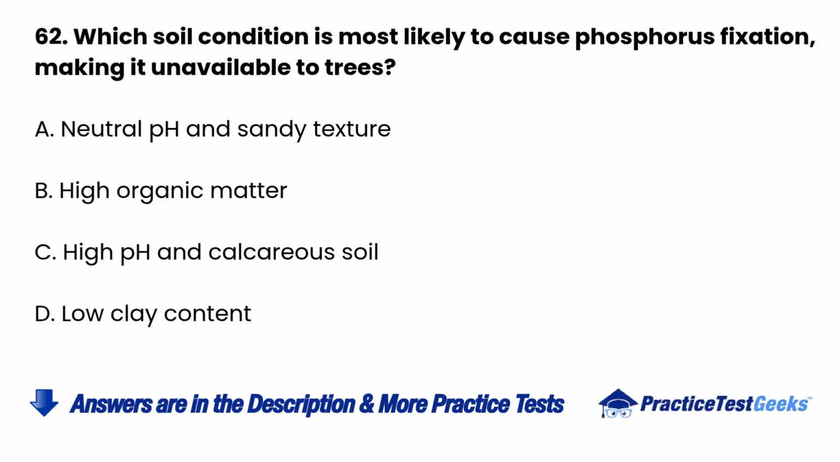62. Which soil condition is most likely to cause phosphorus fixation, making it unavailable to trees? A. Neutral pH and sandy texture. B. High organic matter. C. High pH and calcareous soil. D. Low clay content.